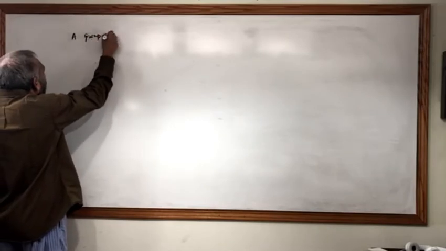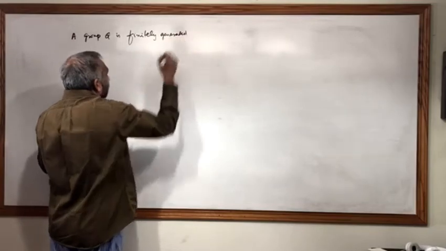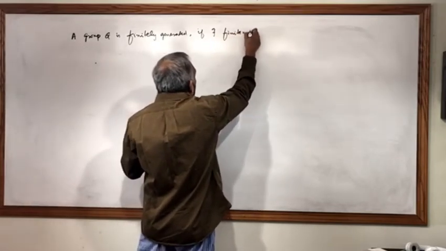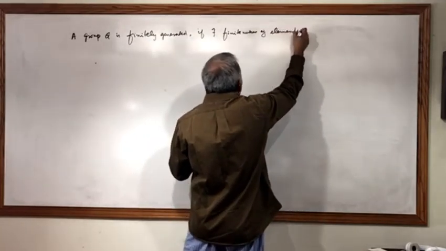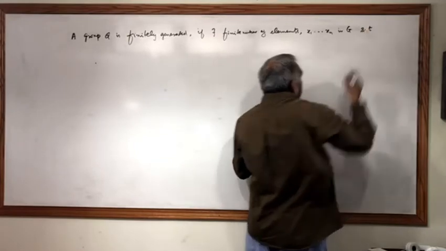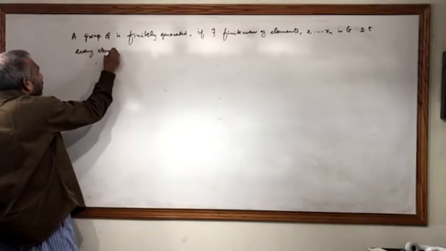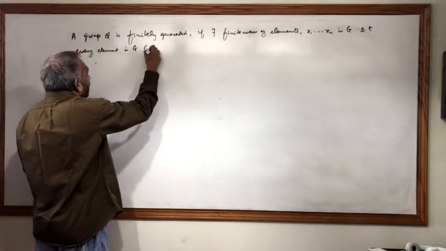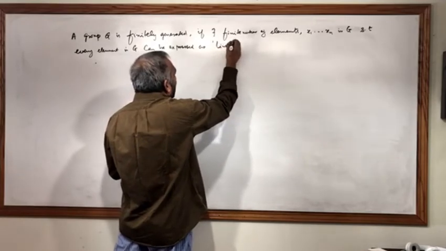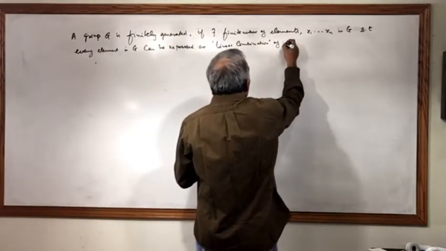A group G is finitely generated if there exists a finite number of elements, say x1 dash xn in G, such that every element in G can be expressed as a linear combination, this is not the right word, combination of xi's.